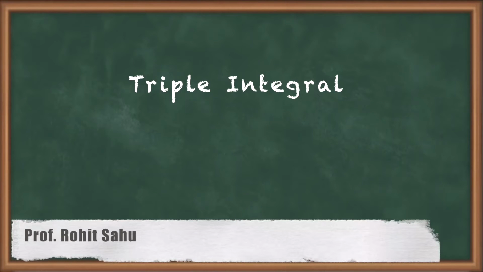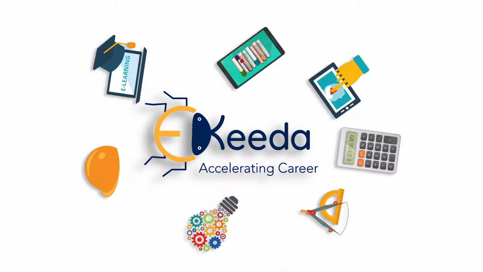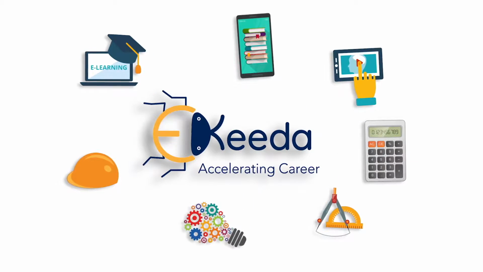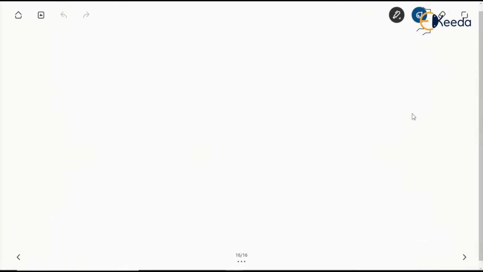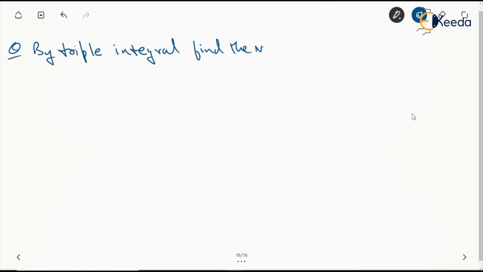Then we'll see a question on triple integral, which will ultimately give the volume of the body. So it is given by triple integral: find the volume of a prism.